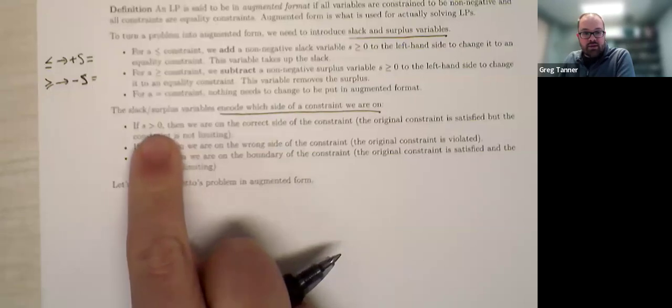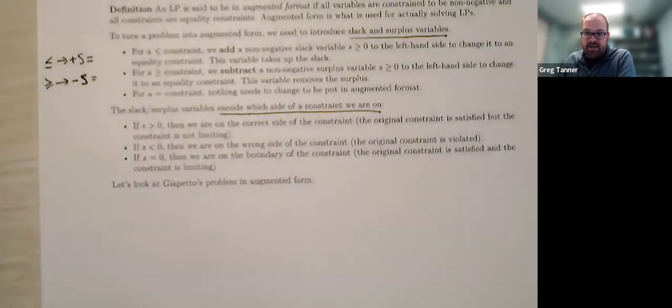If the slack variable or the surplus variable is positive, bigger than 0, then we're on the correct side of the constraint and away from the constraint. So we're not on the boundary of the constraint. That constraint isn't going to be a limiting factor.